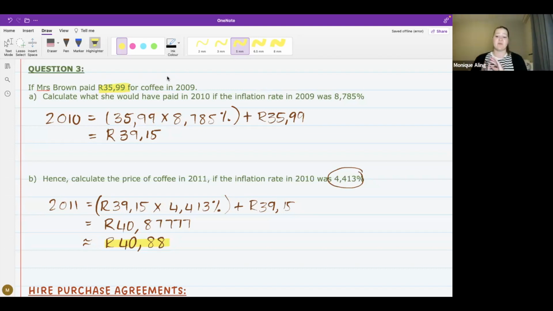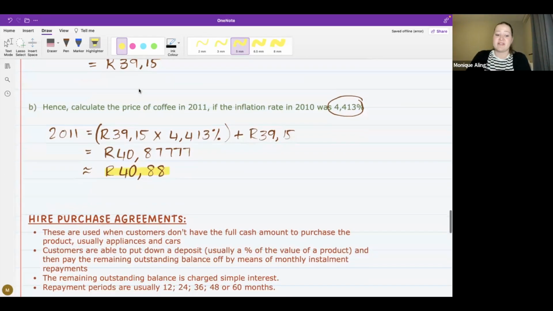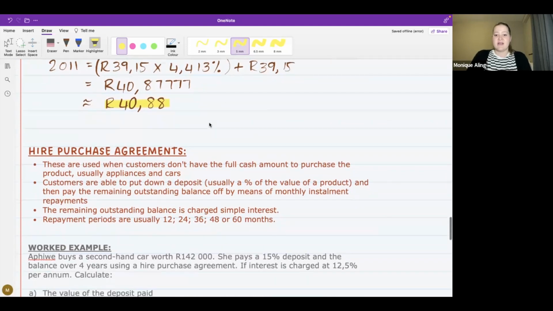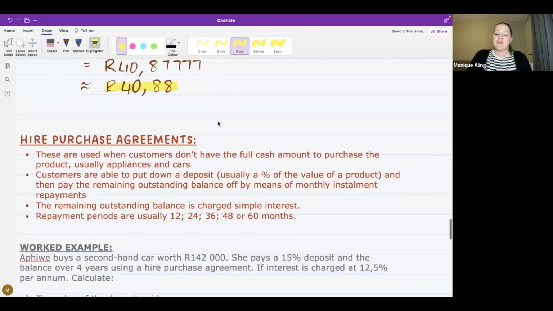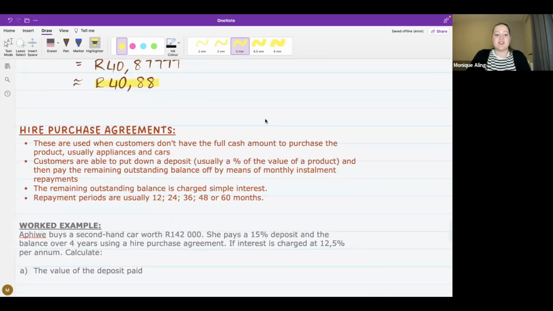Okay, so for now, we're going to move past inflation and we are going to look at hire purchase agreements. Now, I'm not sure if you've done it in class yet or not, but either way, it's either revision for you or when you finally do it in class, you'll know what's going on. So hire purchase agreements, this is an agreement that's used when customers don't have the full cash amount to purchase the product. So this could be normally appliances or cars. Not many people can actually pay for those things in cash upfront straight away. So hire purchase agreements were made.